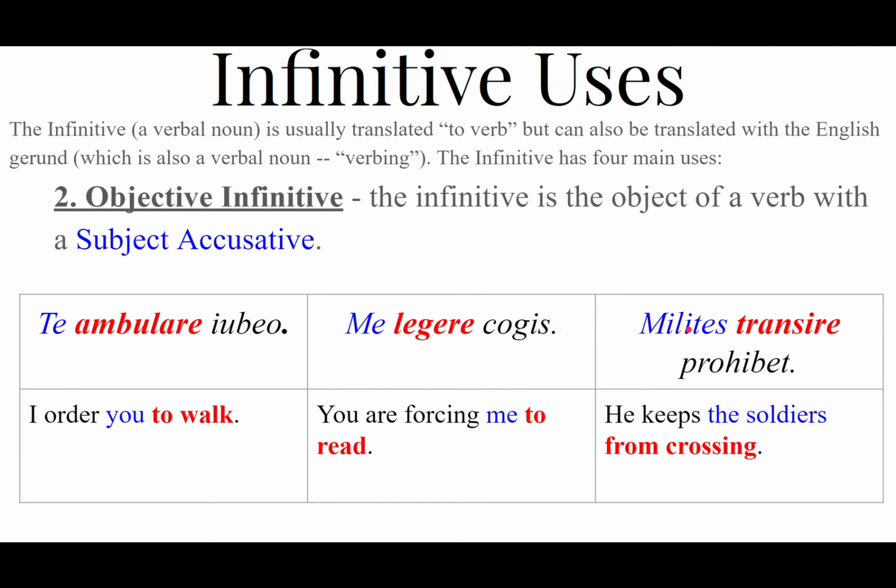Milites transire prohibet. He keeps the soldiers from crossing. Check out this translation. He keeps the soldiers from crossing. Prohibeo does a thing, keeps a subject accusative from doing the infinitive. So milites is the subject accusative, transire the objective infinitive. The infinitive is the object of the main verb.